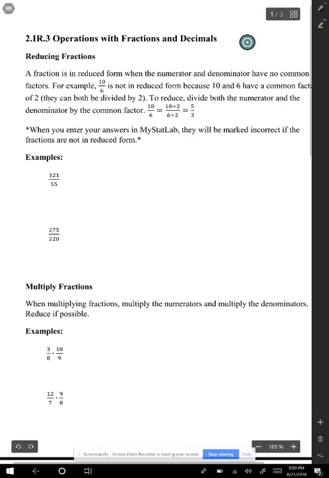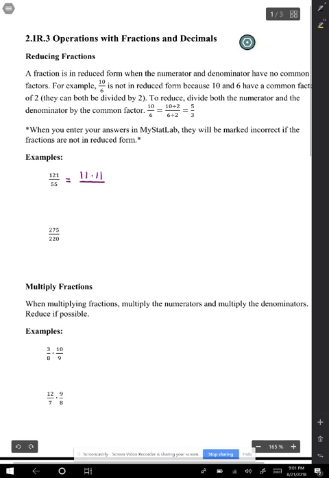And the way they show you the examples is to break 121 down into its factors. So if you think of 121 and you try to think of something that will go into it, we know that 11 times 11 will go into it. So we're going to put 11 times 11, which is 121. And we call this the prime factorization of 121 because 11 can't be broken down any further.